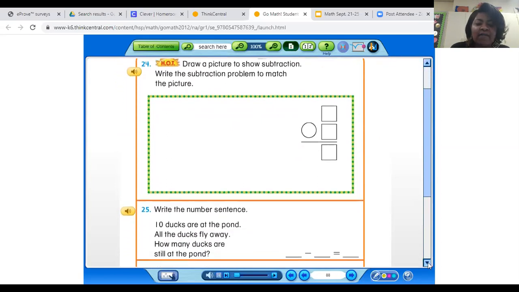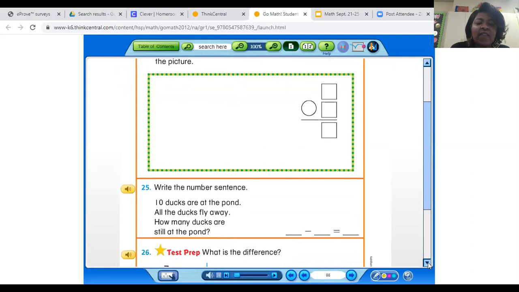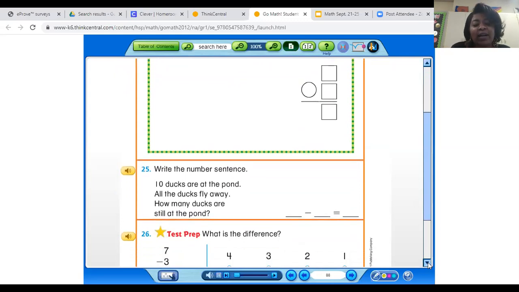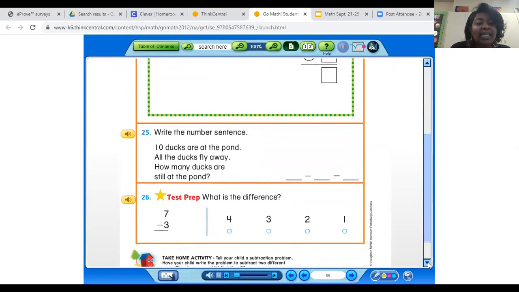Number 25, write the number sentence. There are 10 ducks at the pond. All of the ducks fly away. How many ducks are still at the pond? So there are 10 at the pond, and all 10 of them fly away. So how many ducks are still at the pond? And number 26, what is the difference? What is 7 minus 3?